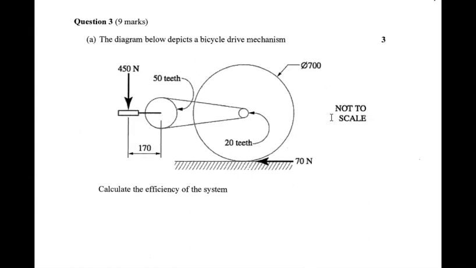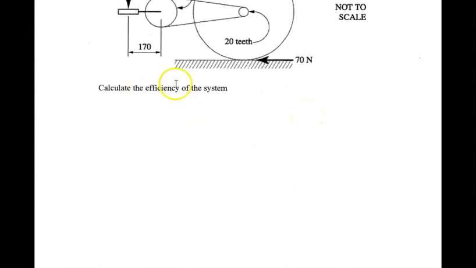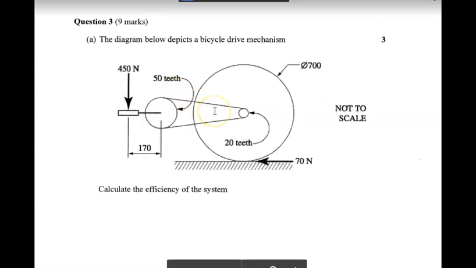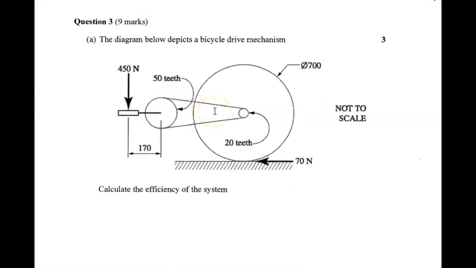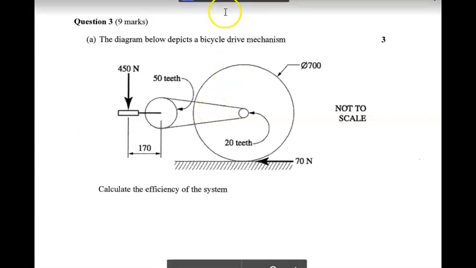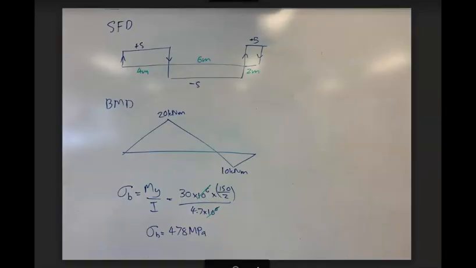The diagram below depicts a bicycle-driven mechanism. It's literally unchanged from last year's paper. This is a HSC question. They didn't ask us to calculate the efficiency. They just asked us to calculate the velocity ratio. The mechanical advantage is super easy, so most people can remember. I'm jumping ahead.